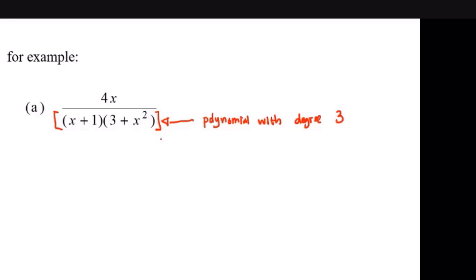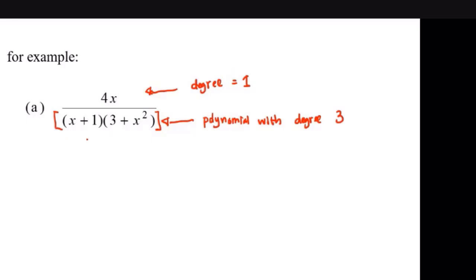So you kena hati-hati. Bukan tengok siapa paling tinggi. Adalah tengok hasil kembangan denominator tu. What is the leading coefficient? What is the highest degree? Okay. So atas ini degree dia adalah 1. So dia tetap adalah proper fraction. Ini kena hati-hati. Ini tetap adalah proper fraction.